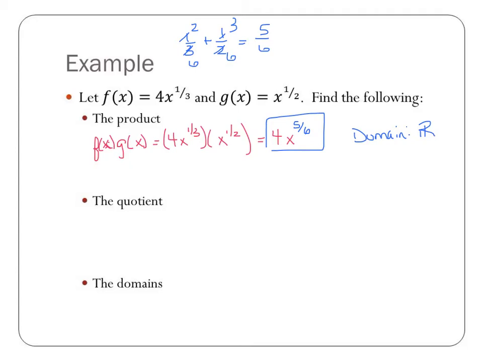All right, so let's look at the second one here. The quotient is going to be f of x divided by g of x.